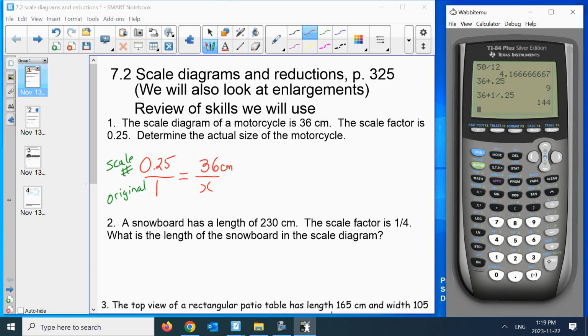144. So I'm going to write down underneath here, X equals 144. Now I know 36 was in centimeters, so I'm going to say centimeters as well. That's my final answer. Clearly identify that's my final answer.